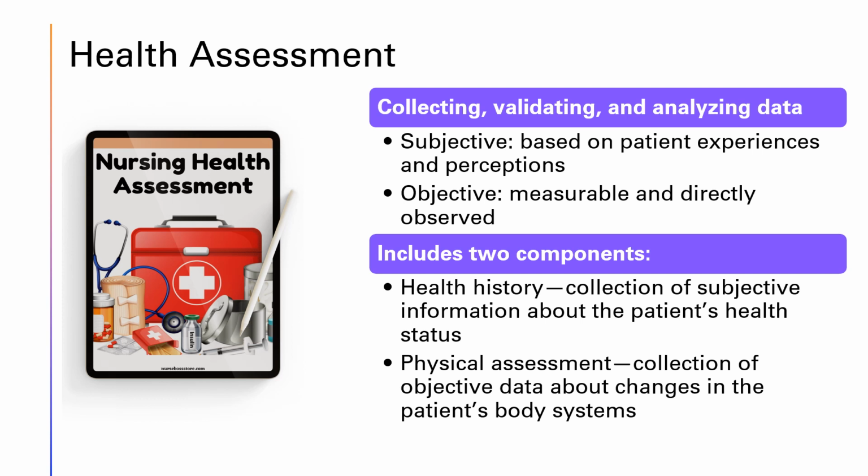When we do a health history, we're asking questions about the patient's health, gathering subjective information about their past to help us figure out what's going on with them right now. The physical assessment portion of the health assessment gives us the objective data about the patient's body systems to tell us how the body is functioning right now.